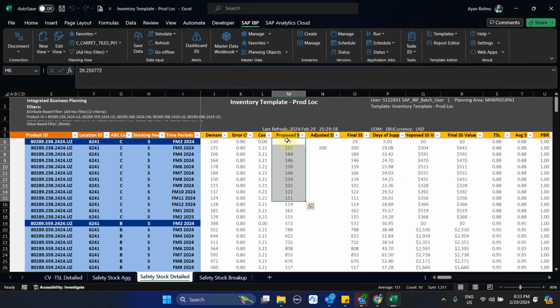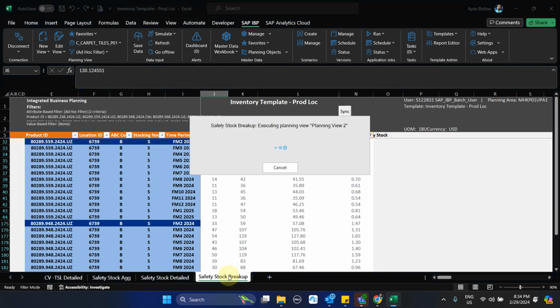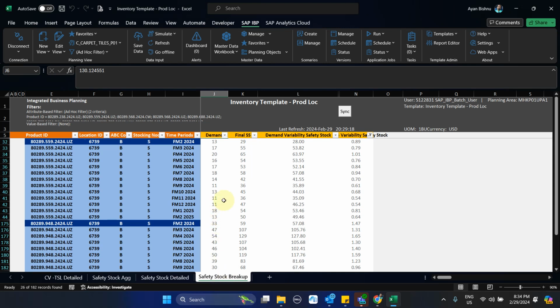Now once this proposed safety stock is generated, by default the system gives us a bifurcation of the total safety stock: how much of it has been due to demand variability, how much due to supply variability, and how much due to production variability. For that, I will take you to the next sheet, which gives you exactly the bifurcation.